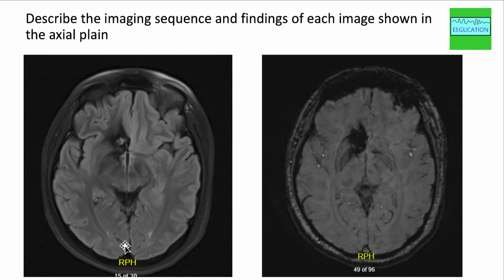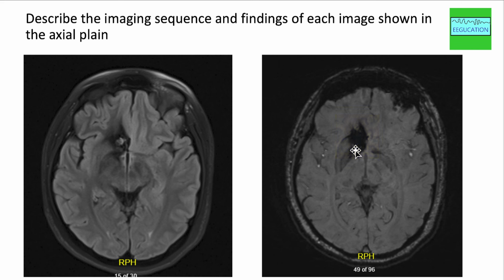Going to the next slide, this first image is an axial FLAIR image. The second image is an SWI image. The first image basically shows you a cavernous malformation. You see the cavernous malformation in the right mesial frontal head region. So you have a popcorn lesion with a surrounding dark region, which represents hemosiderin. On the SWI image, you have hemosiderin deposition here. So hemosiderin deposition is seen in the SWI image.